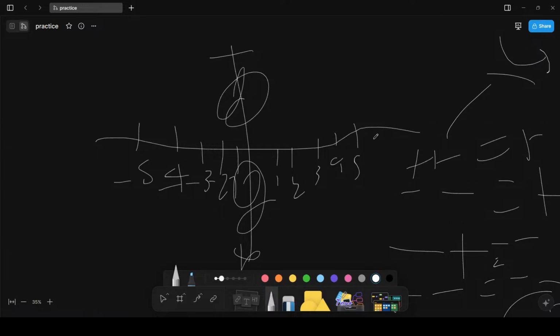Previously, in 2 plus 3, it was very simple. We start at 2, plus means going right, so 1, 2, 3. We landed on 5, and the 5 was the answer. Now here is the opposite thing.